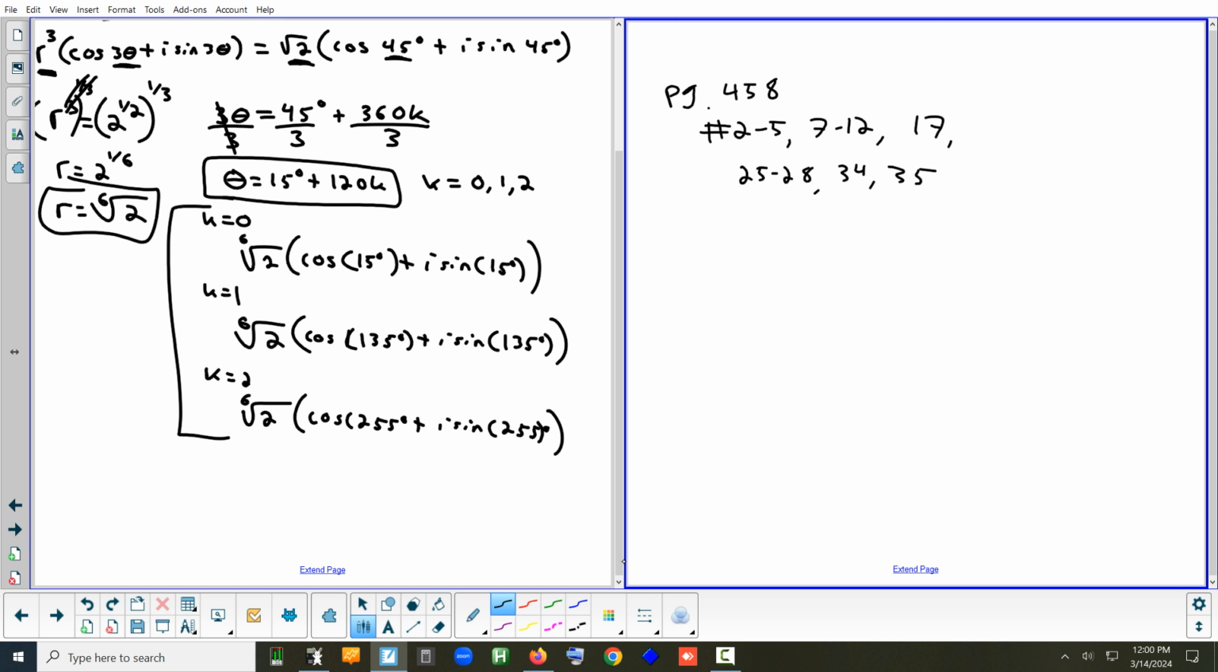Okay, so homework tonight is on the board. Not going to have you worry about 17. And on 25 to 28, they mentioned doing something with a graph. Don't worry about the graph.